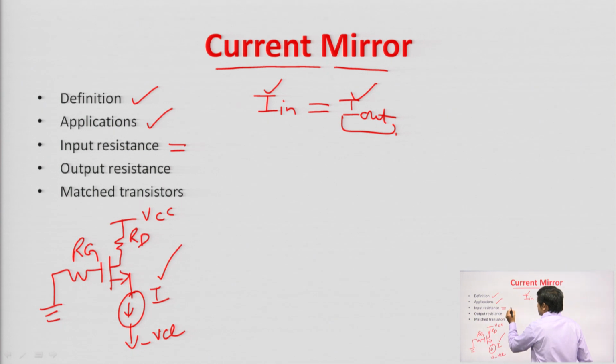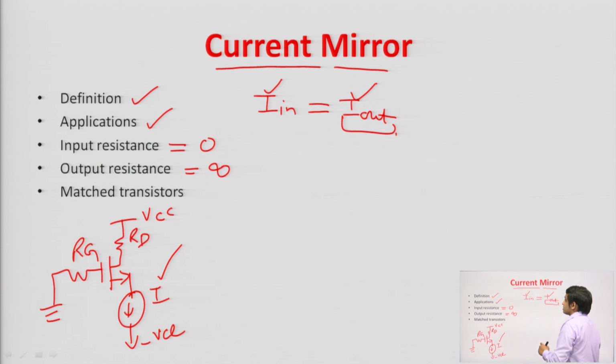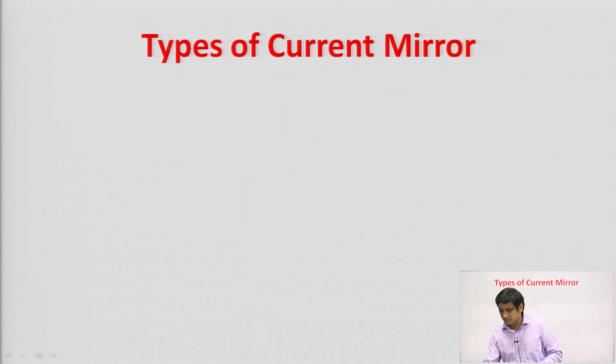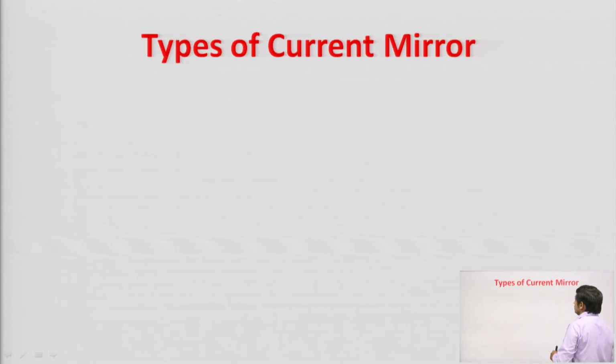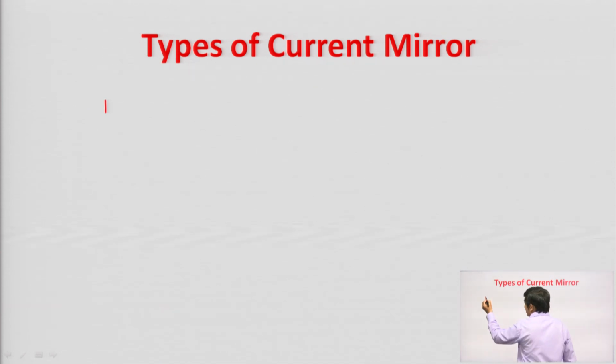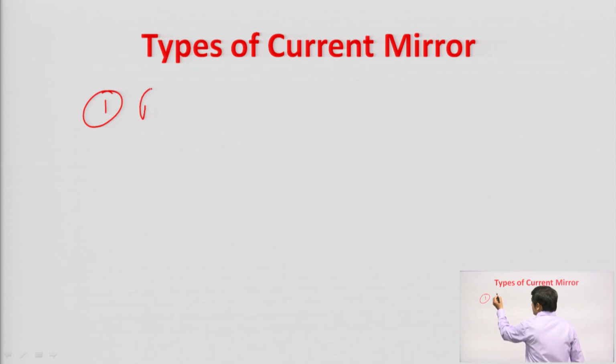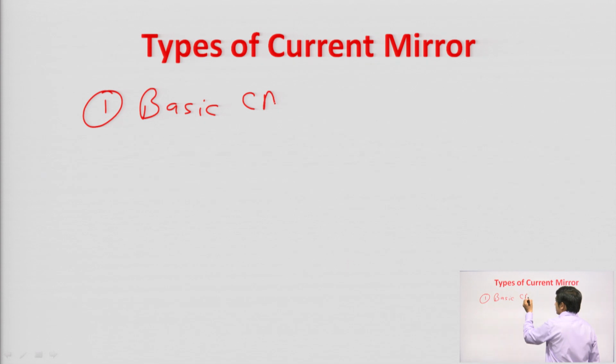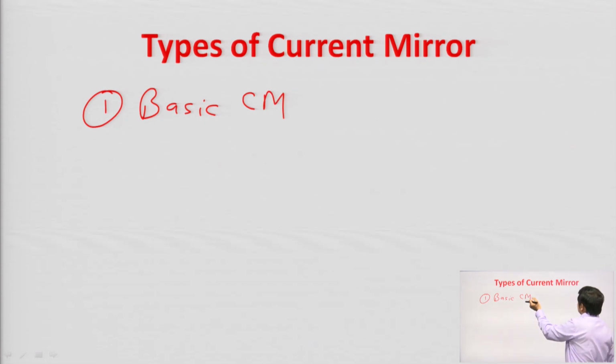Ideally the input resistance should be 0 and the output resistance should be infinite. Practically, the input resistance of the current mirror should be as low as possible and the output resistance should be as high as possible. In a current mirror circuit we use matched transistors. Let us see what these matched transistors are. Before that, we are going to study different types of current mirrors. The first current mirror which we are going to study in this class is the basic current mirror. In short, this current mirror is called CM, current mirror.